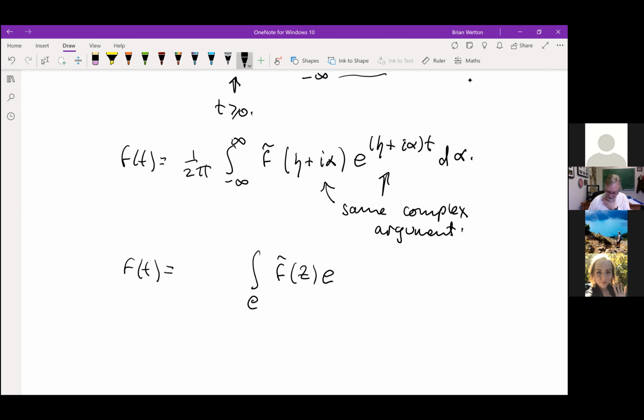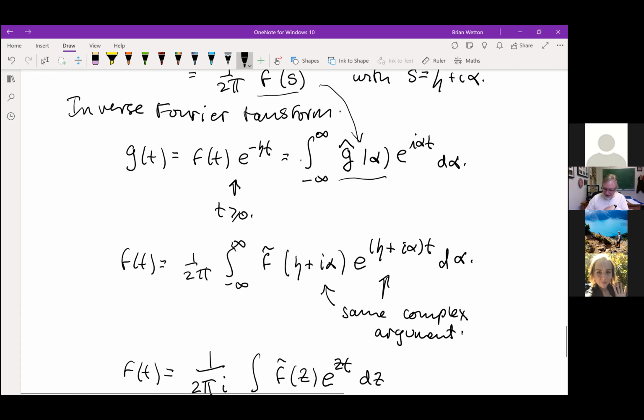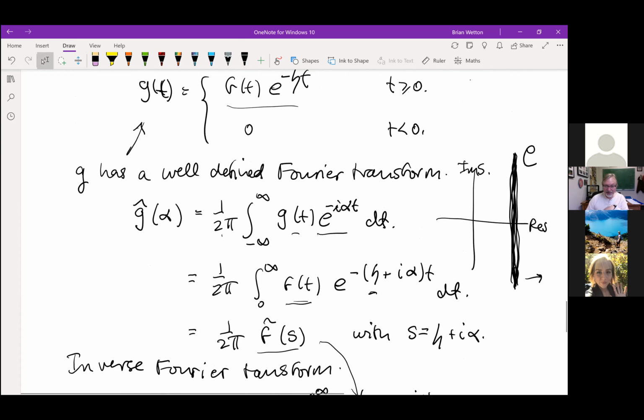And then I've got e to the zt. I've got dz. Well, okay, now I have to be a little bit careful. As I look at that contour, dz is i d alpha, right? So to make it work out, instead of 1 over 2 pi, I've got 1 over 2 pi i over here. And so this is really the way to think of the Laplace transform.